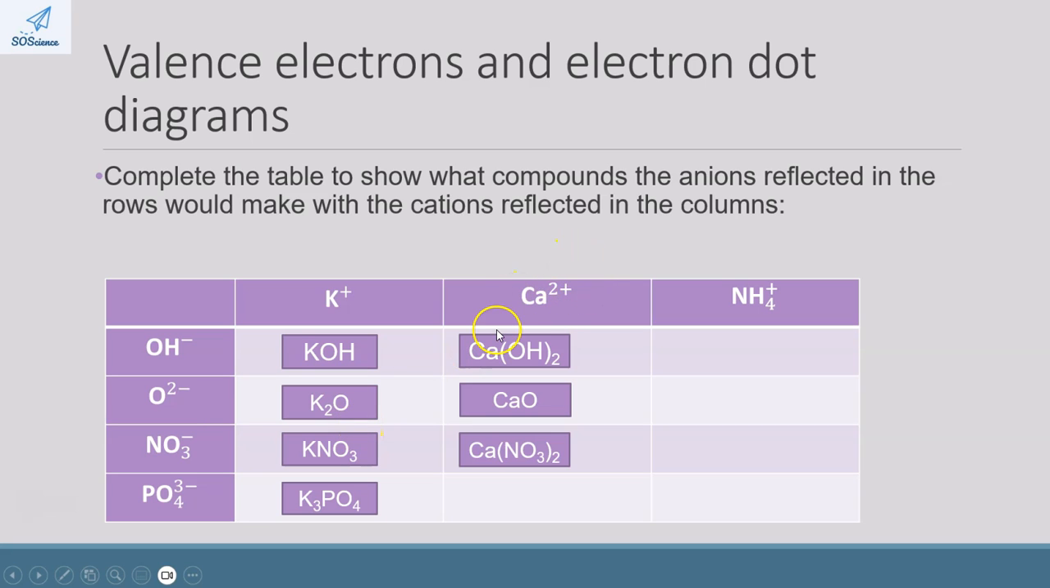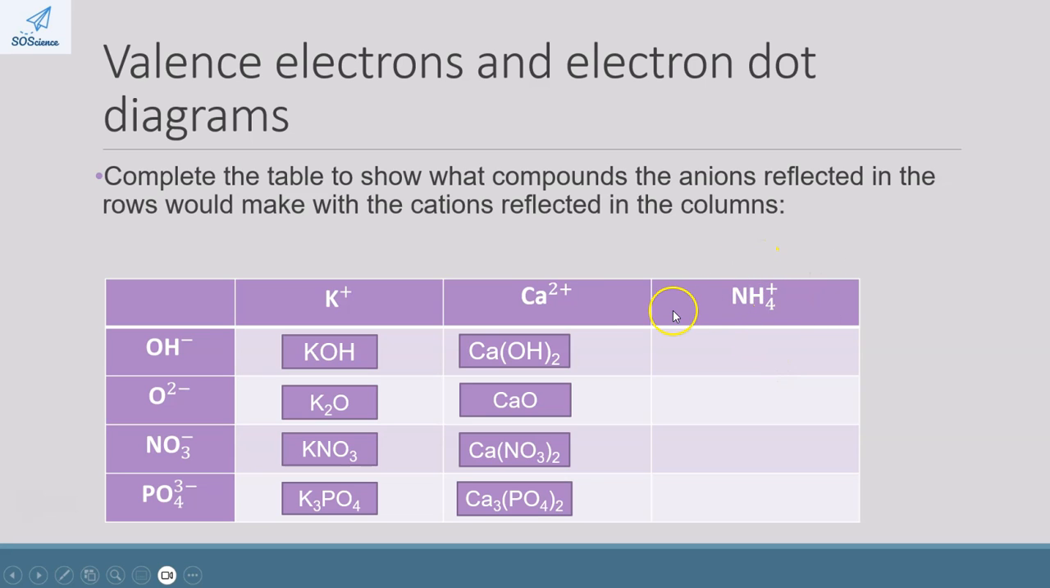Again, we've got a 2 plus here, and we've got a 3 minus over here. So we need 3 of these to balance out 2 of these. Positive ion always comes first. So it is Ca₃(PO₄)₂.